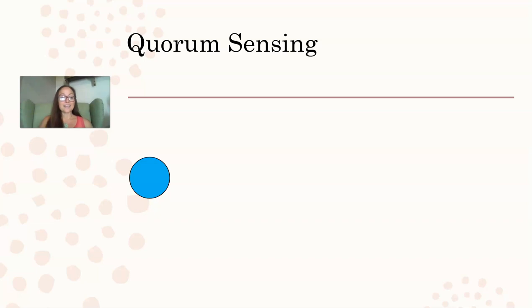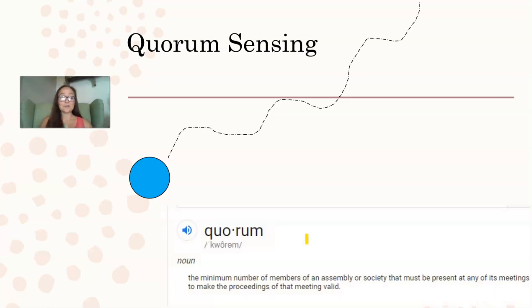So here, if we had a single bacteria, it might send out a signal, like a pheromone of some kind, like a chemical, into the environment. And basically, before I go further, I was curious, I know I've heard the word quorum before, so I actually Googled it.